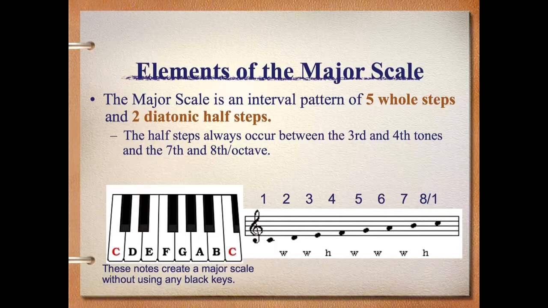So in a C major scale, they occur here between E and F. As we've discussed, that is one of our 2 naturally occurring diatonic half steps. And then B to C. So between 3 and 4, and 7 and 8. So in C major, we can create this half-step, whole-step pattern without using any black keys on the piano, due to the naturally occurring diatonic half steps between E and F, and those between B and C.